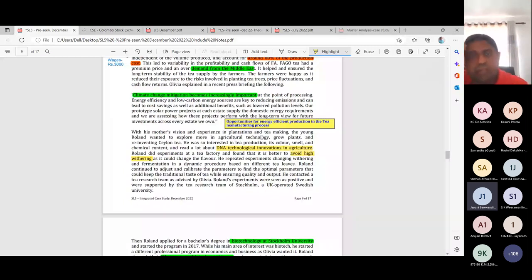Climate change mitigation becomes increasingly important. At the point of processing, energy efficiency and low carbon energy sources are key to reducing emission and can lead to cost saving as well as additional benefit, such as lower pollution level. Our prototype solar power project at each estate supplies domestic energy requirement, and we are assessing how these projects perform with the long term view of future investment across every estate we own. See, they have already applied the solar also. They have solar power projects in each estate. So good sustainability practices, I think.